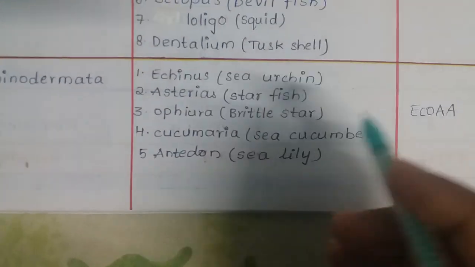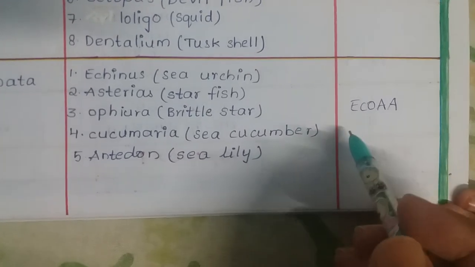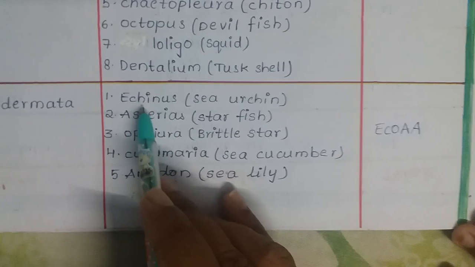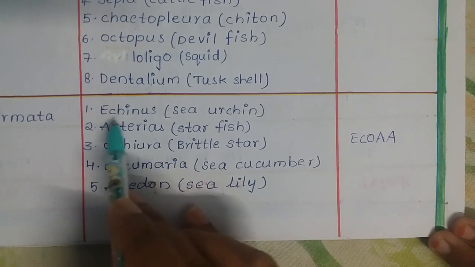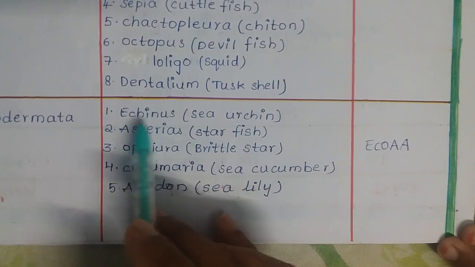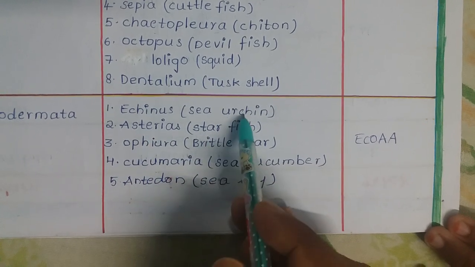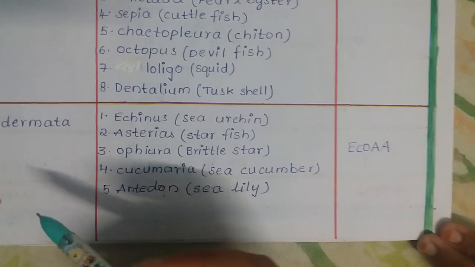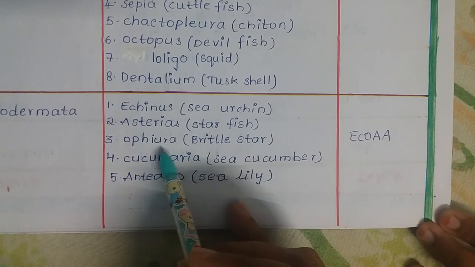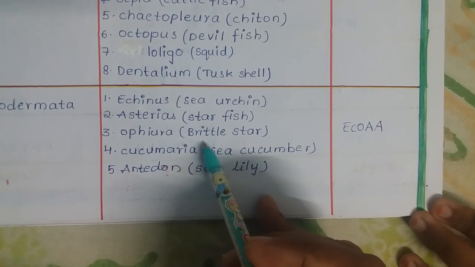Next come to the phylum Echinodermata. The trick here is ECHO-VA. You know E. coli bacterium; echo, echo. First one, Echinodermata. Echinus, sea urchin. There is one girl called Archana. Aster, her birth star is star. In Hindu mythology we follow our birth stars. Her star is not a very good star. In that star there is a snake, Ophiura, brittle star. Her star is a very weak star, brittle star.